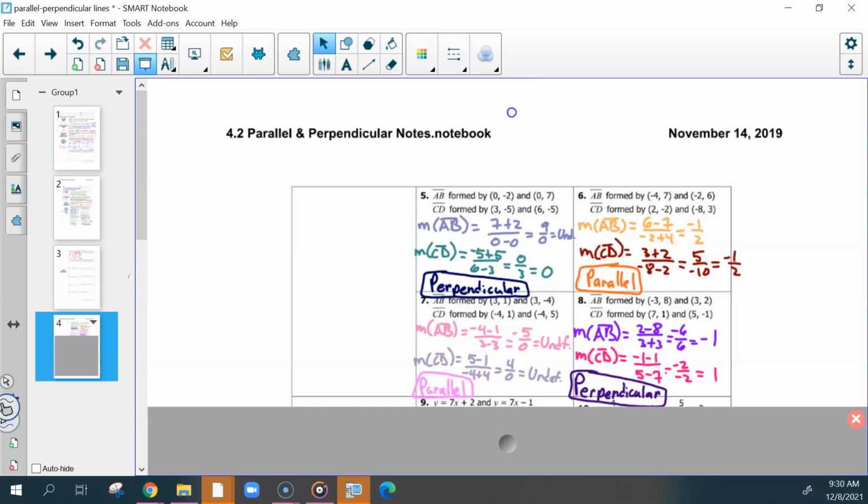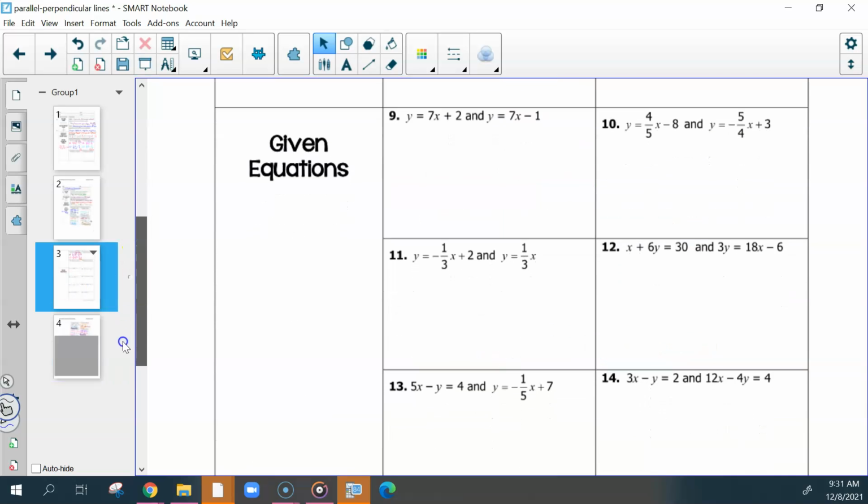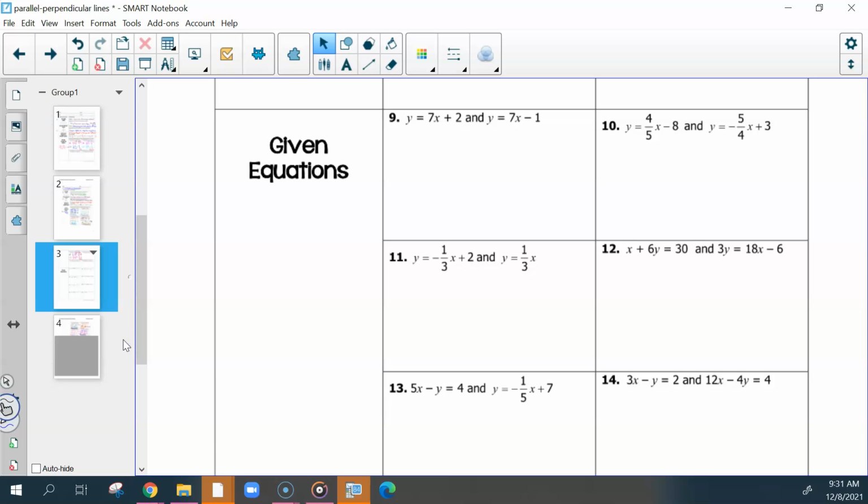Did we have questions on any of those, Graham? Number 6, the negative 7. So where we put the negative doesn't matter. Alright, we're going to do some of the equation ones. Okay, we'll still do them.